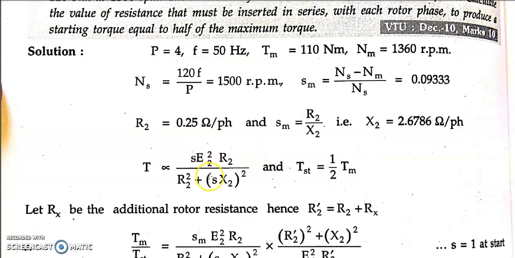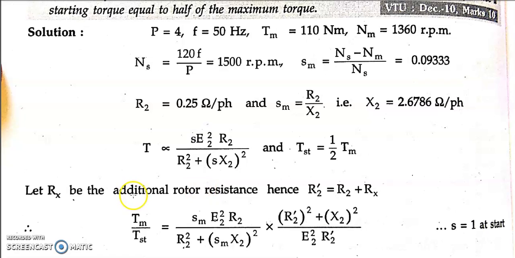Now let us have the general formula. T equal to K s E2 square R2 divided by R2 square plus X2 whole square. Now we define Rx as the additional resistance we are going to add in series with the rotor resistance R2. So the new resistance appearing when we add Rx to the existing R2 is R2 plus Rx.